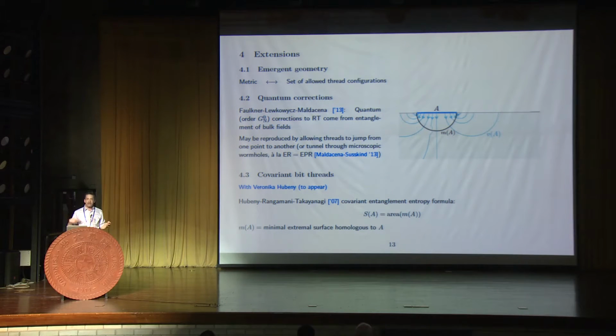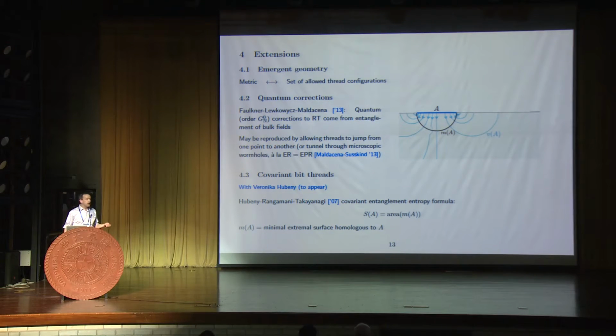And then when you go to maximize the number, you'll get some that kind of tunnel through the minimal surface, and that'll, I think, reproduce this formula. Or you can think of them as kind of traveling through some kind of microscopic wormhole. So this is basically a concrete version of the ER equals EPR proposal.